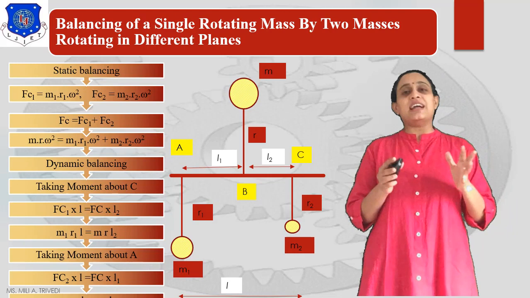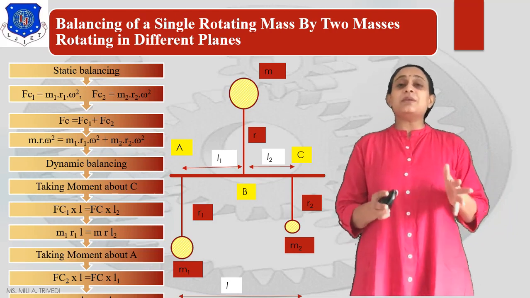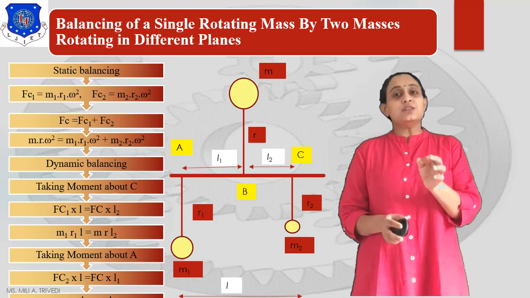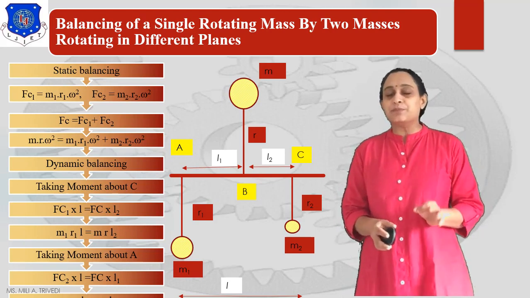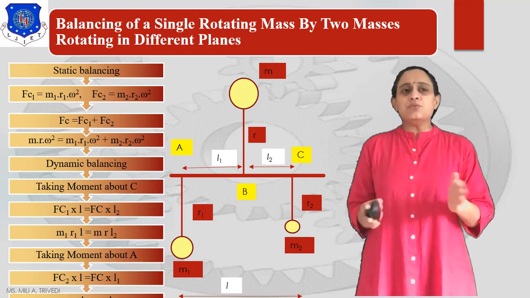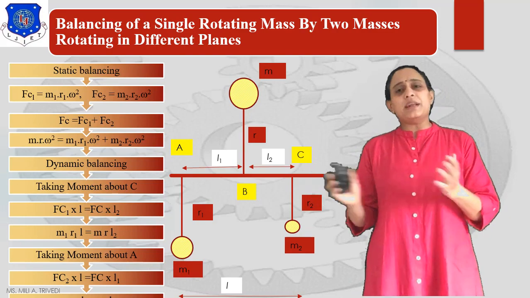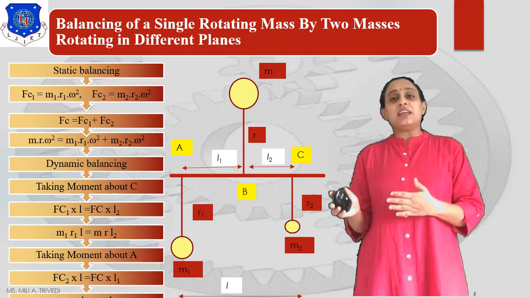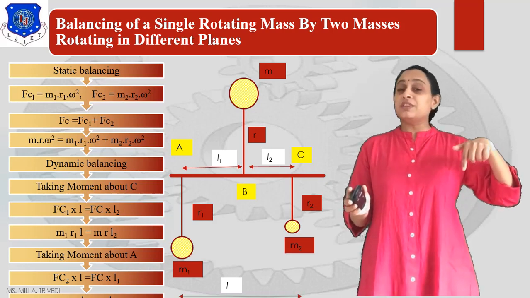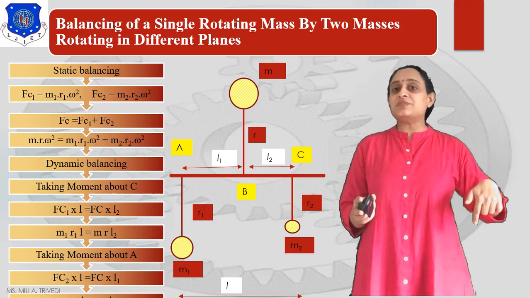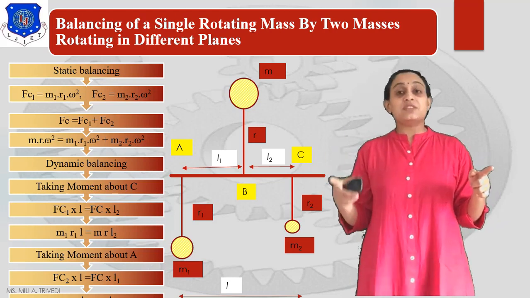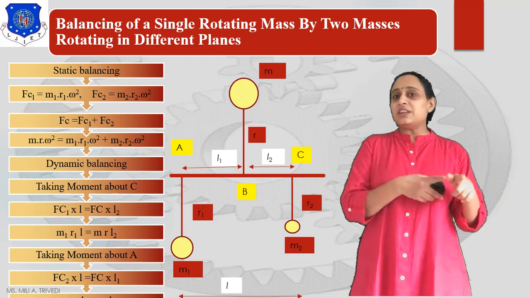Now let us assume the dynamic balancing. What is dynamic balancing? The dynamic balancing part is that we need to consider the moments that tend to act on the system. Let us assume the A or C plane. First of all, let us take moment about the C plane. If we are taking moment about the C plane, what will happen? The force with respect to m1 is Fc1, so Fc1 into the perpendicular distance with respect to the plane C, which is L. We can say Fc1 into L.